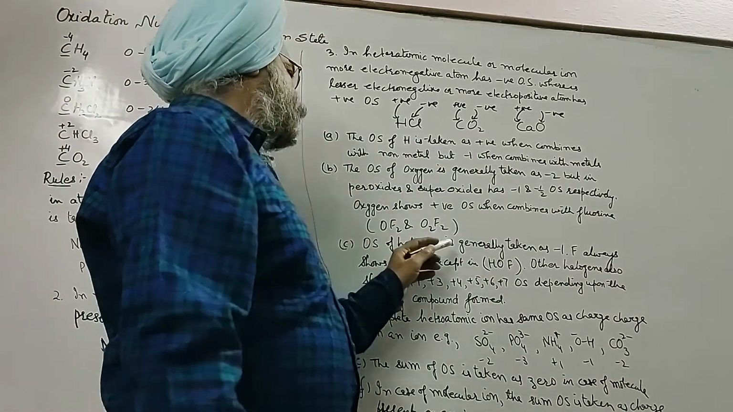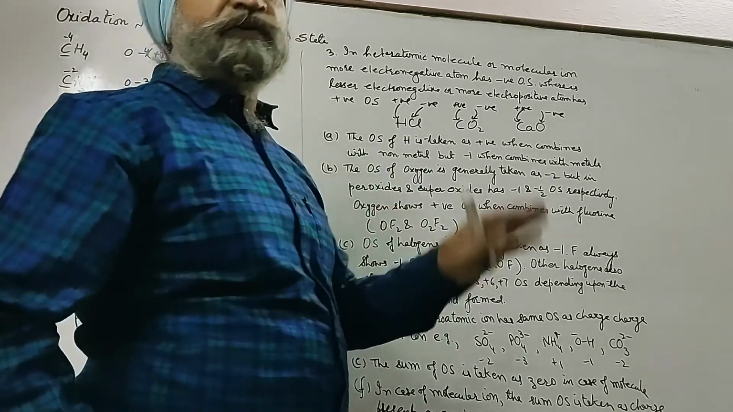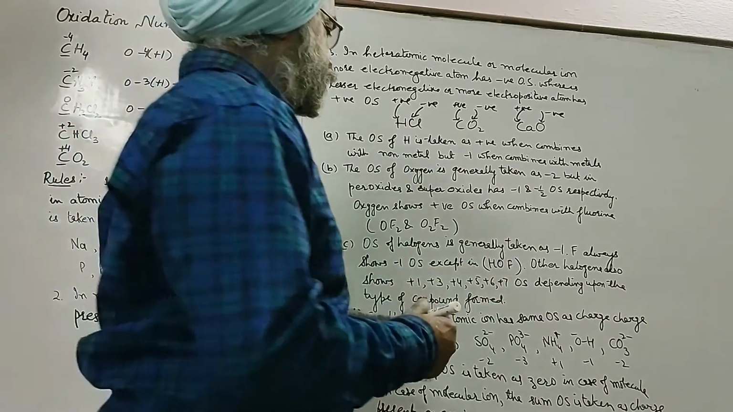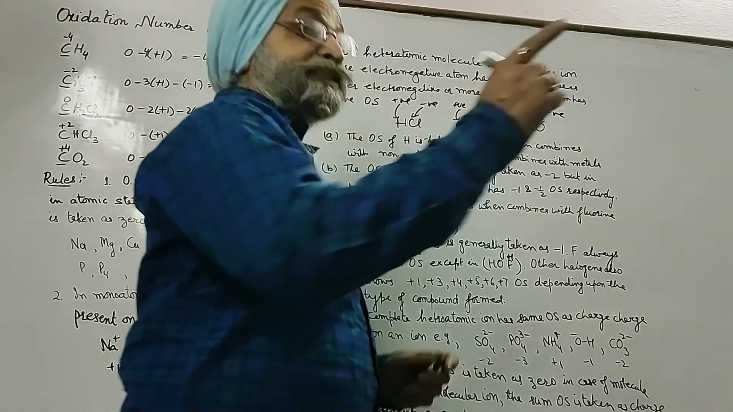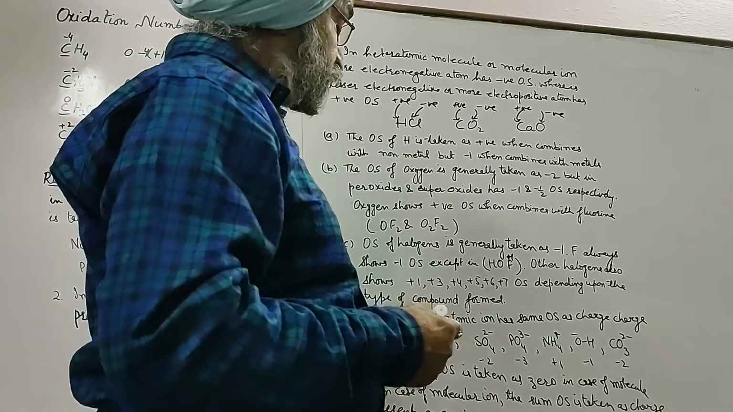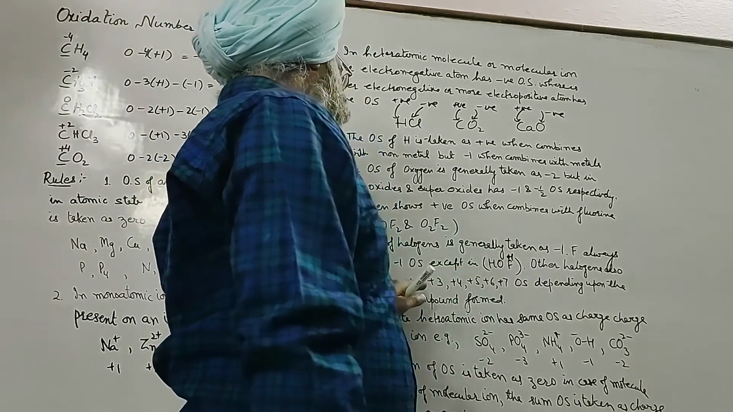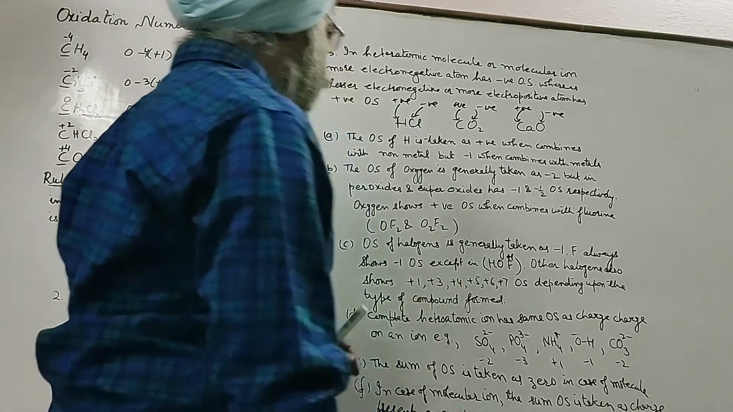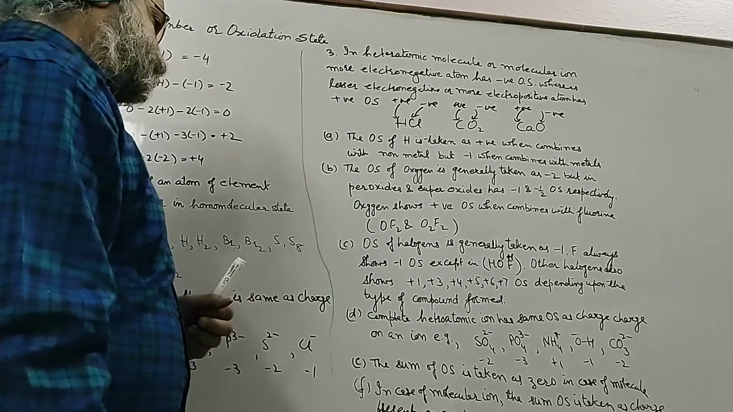The oxidation state of a halogen is generally taken as -1, and fluorine always shows -1 oxidation, except in this one. In this case, the oxidation state of fluorine is taken as +1. This is an exception, hypofluorous acid. Other halogens, in addition, show +1, +3, +5, +4, +6, +7 oxidation states, depending upon the type of compound formed with which they combine, and so on.